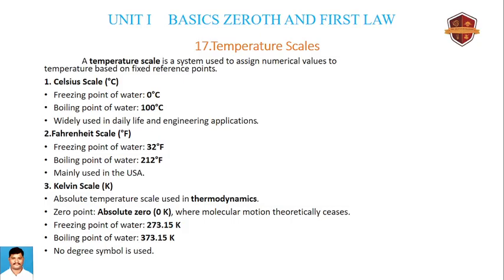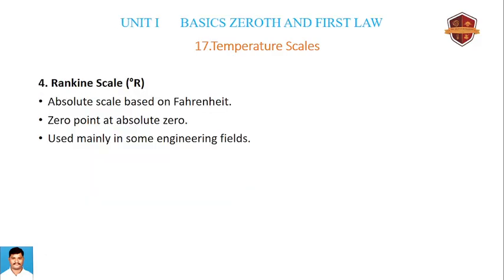Kelvin scale, absolute temperature scale used in thermodynamics. Zero point, absolute zero, where molecular motion theoretically ceases. Freezing point of water 273.15 Kelvin, boiling point of water 373.15 Kelvin. No degree symbol is used. Rankine scale, absolute scale based on Fahrenheit, zero point at absolute zero, used mainly in some engineering fields.